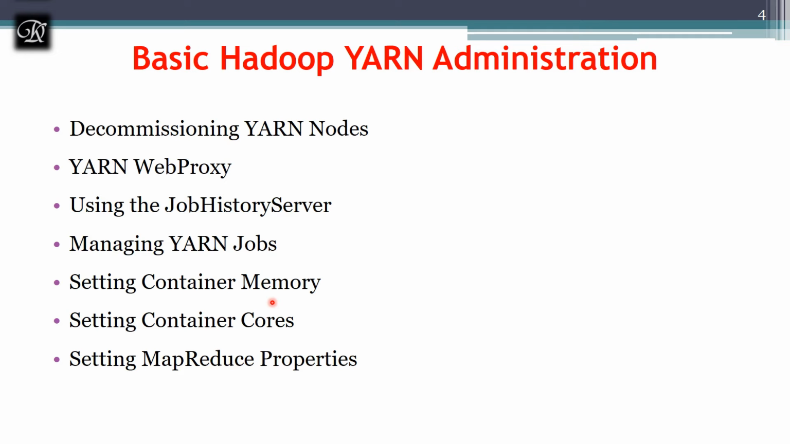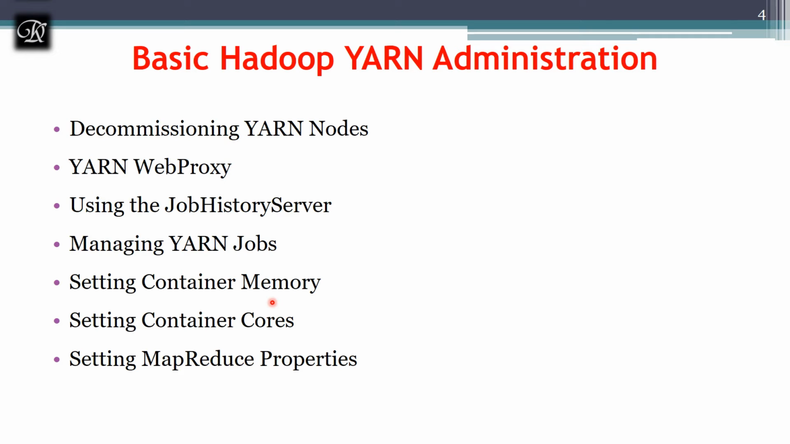And next, setting the container cores. When you are working on a multi-core architecture, how many cores should be allocated for a given container to complete the application? That is also something you write in the yarn-site.xml file with the following properties. So what are the properties I have to set? yarn.scheduler.minimum-allocation-vcores is the one which sets the minimum allocation for every container request at the resource manager in terms of virtual CPU cores.